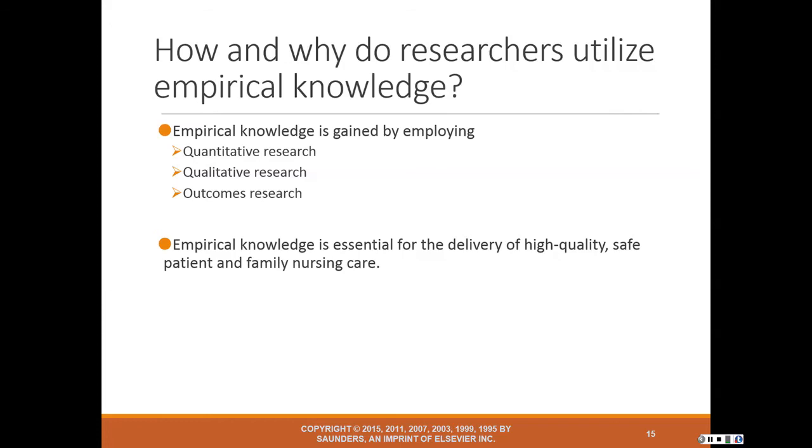How and why do researchers utilize empirical knowledge? Empirical knowledge, that is something that can be gained from our experience, right, is gained by employing different methods of research. Quantitative research is one approach, qualitative research is another, and outcomes research is another. So quantitative research and qualitative research are the two major approaches used in nursing research. Both are important and both are needed, but there are differences. So I'm going to ask you to see table 1-3 for the differences. It's very interesting.